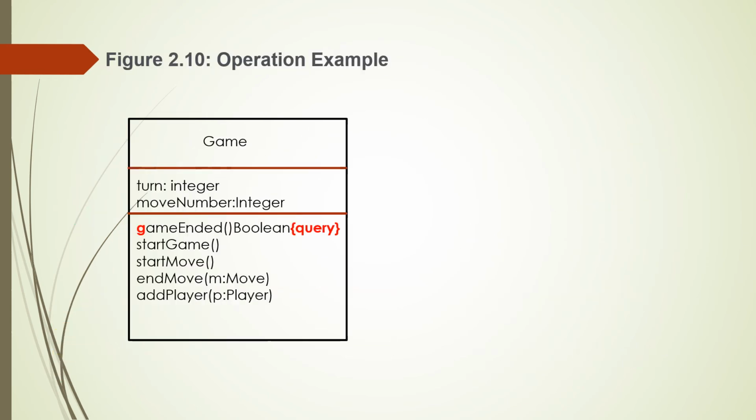Here is an operation example. Operation names are usually written with an initial lowercase. An operation can be either a query if it does not modify the internal state of the object, or an update if it does. A query operation declaration can be written with a query constraint beside it on a class diagram.